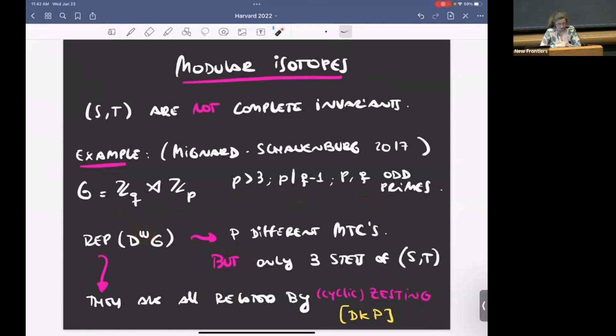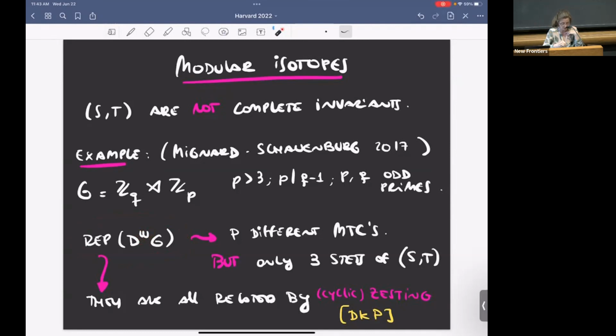There are p different choices for that, but there are only 3 sets of modular data. So some of them share the same modular data. The smallest example is when p is 5 and q is 11, and that already has rank 49. So we will be dealing with 49 anyons, or simple objects. What we proved with Colleen and Sang was that actually this family is all related by Zesting. So if you start with just the trivial cocycle here, you can get to any of them using the Zesting construction.